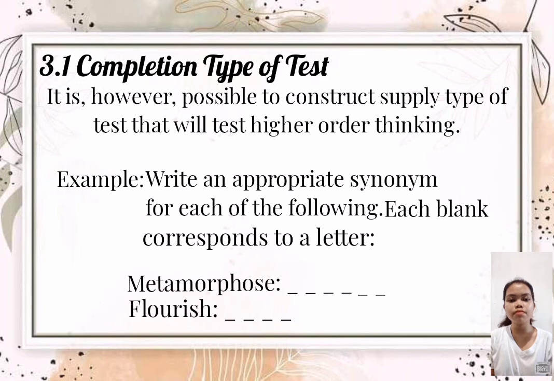For the completion type of test, it is, however, possible to construct supply type of test that will test higher order thinking skills. For example, write an appropriate synonym for each of the following. Each blank corresponds to a letter. The appropriate synonym for the first is change, with 6 letters, while the appropriate synonym for the second is grow, with 4 letters. Notice that these questions require not only mere recall of words, but also understanding of these words.